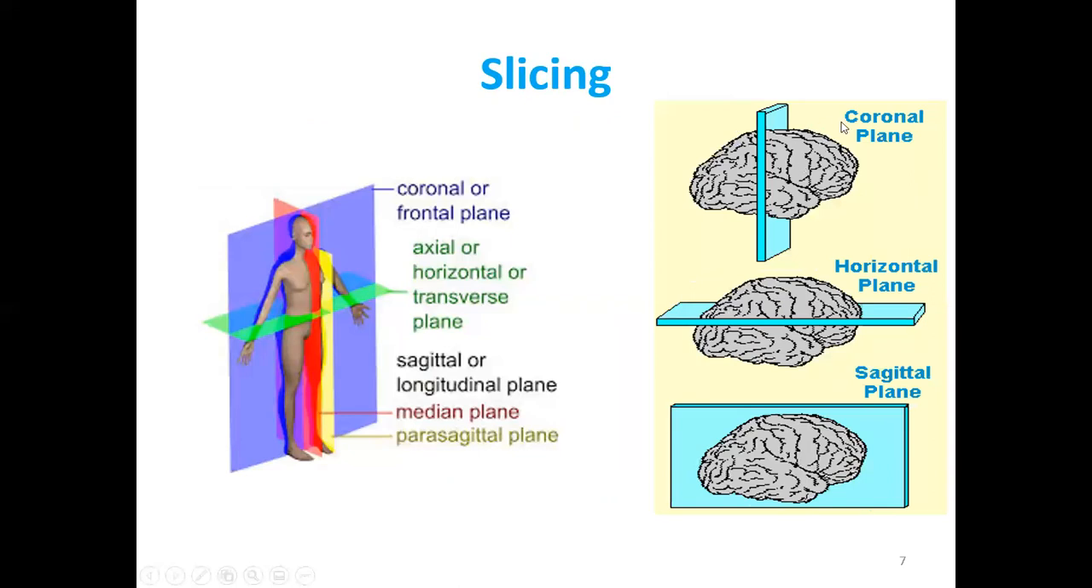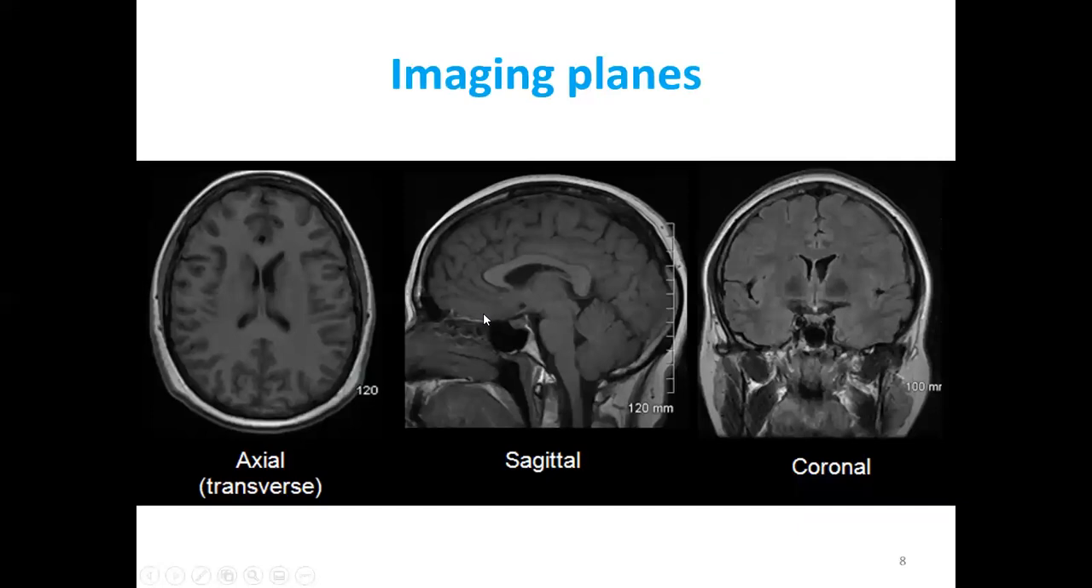So this is the coronal plane, this is the horizontal axial plane, and this is the sagittal plane, side to side. These are the various imaging planes. Clearly you can see here, this is the axial plane, a view from bottom up, or from up to bottom. Sagittal is the side to side view, and this is the coronal view, from anterior to posterior. Then comes window width and level.